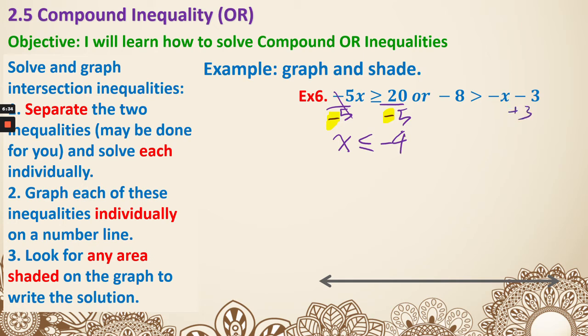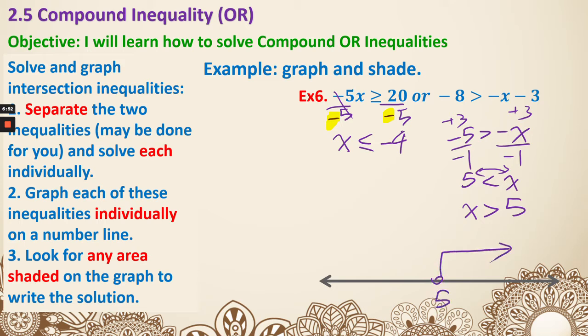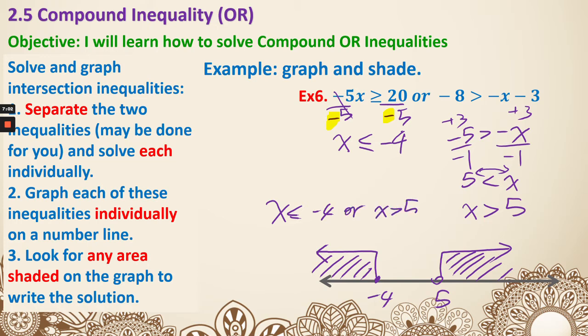The other one, add 3 on both sides, so -5 is greater than -x, then divide both sides by the negative. So that means I need to flip the sign, x still on the right side. Now I need to switch them, switch the x and the 5, so x is greater than 5. Greater than 5, less than or equal to -4. Shade both the outside. Final answer, x is less than or equal to -4, or x is greater than 5. That's number 6.